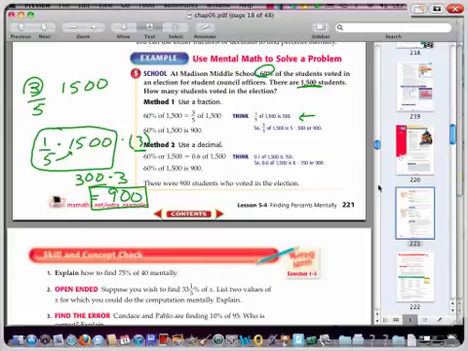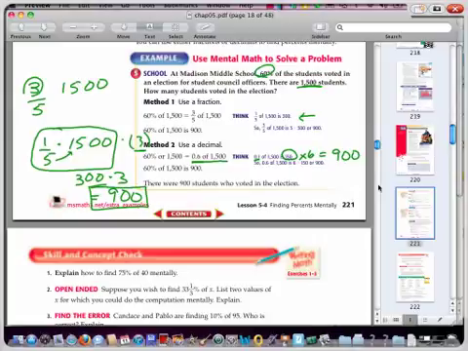Now you can also do it in decimal form. You could think of it as 0.6 times 1,500. And if you thought of it as that, you can say, well, it's simpler. Let's break it down into a tenth. A tenth gives me 150 and 6 times those. So 6 times 150. And I could probably do that in my head and get 900. Okay. So lots of good mental math problems for you to do in here.